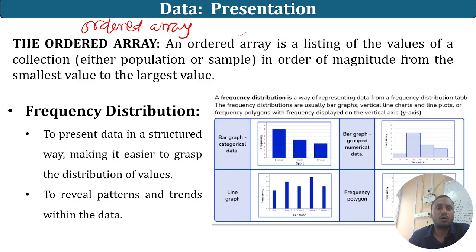We have an ordered array, where we have a sample space or maybe the population. So the first step is to organize it, either from the lowest value to the highest value, or maybe from the largest value to the lowest value. That is the first step we have to do, either for the population or for the sample.